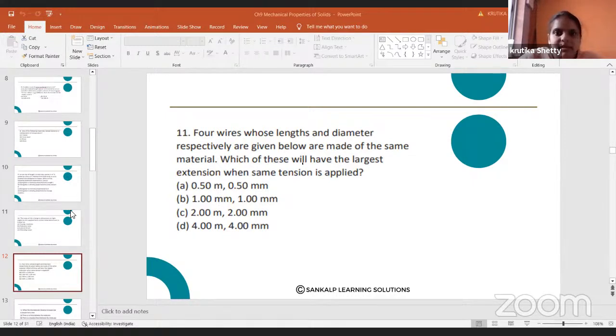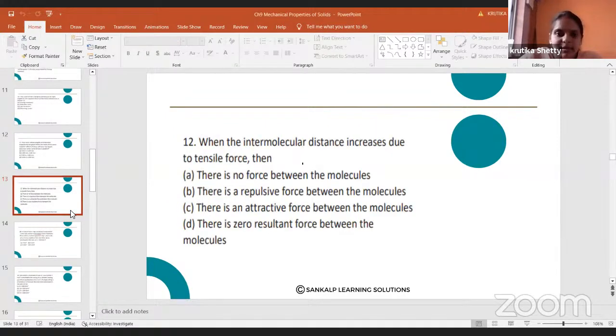So see, when the intermolecular distance increases due to tensile force, then there is no force between the molecules, there is a repulsive force between the molecules, there is an attractive force between the molecules, there is zero resultant force between the molecules. See what the question says: the intermolecular distance increases, so the force between the atoms or the molecules is increasing. So which reason increases it? A, B, C, D.